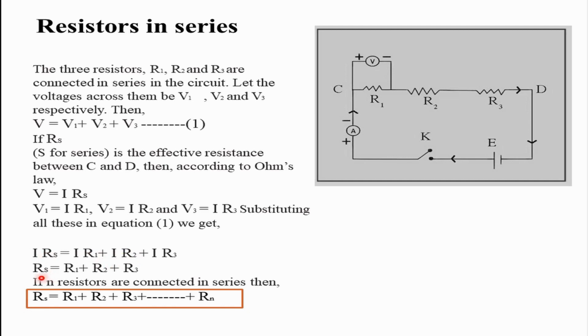The remaining part is RS, that is the effective resistance in series, which will be the sum of the resistances of the resistors: R1, R2, R3. So if they are connected in series, we just add up the resistors and find out the resistance. If there are n resistors in series, the formula is RS equal to R1 plus R2 plus R3 up to Rn. I hope you understood this part very clearly.